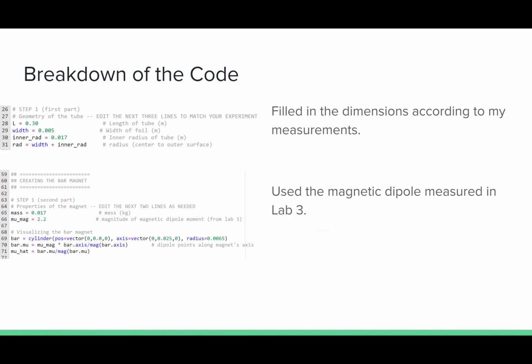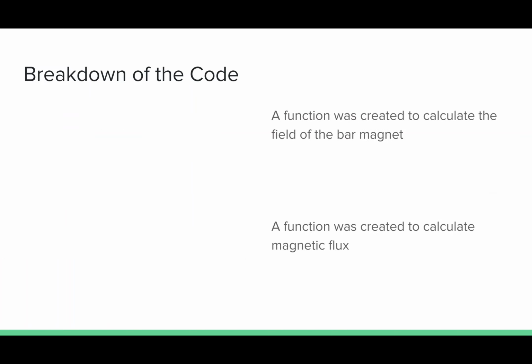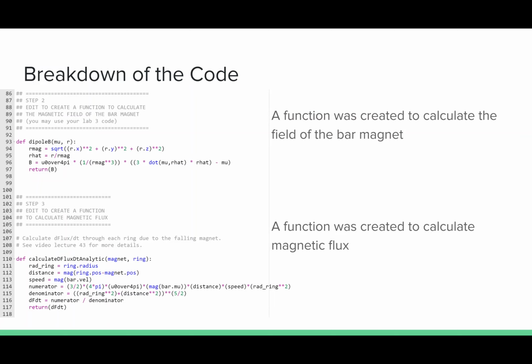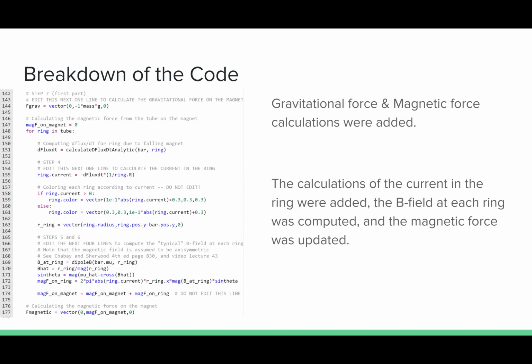Now, let me just break down the stuff that I edited in the code. I filled in the dimensions according to my measurements. I used the magnetic dipole that I measured in lab 3. And a function was created that would calculate the field of the bar magnet. And a function was also created to calculate the magnetic flux. And the gravitational force and magnetic force calculations were essentially added in the grand scheme of things.